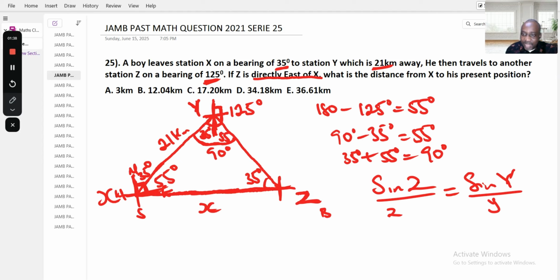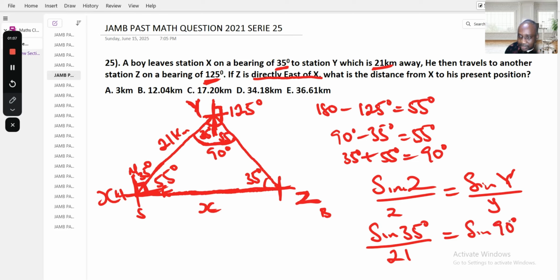Now, what is our angle Z? The angle is 35. I'm going to say sine 35 degrees over the side opposite of this Z, which is 21 kilometers. Put 21 here. For Y, what is the angle of Y? It is 90 degrees under this Y. Sine 90 degrees over small y. What is the small y? That's what we are looking for.